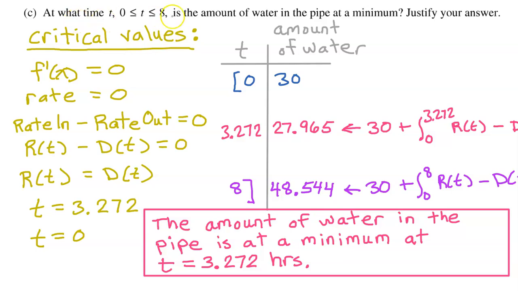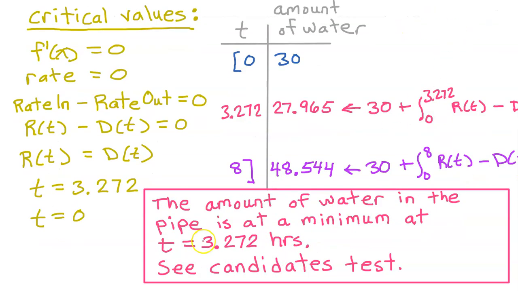Notice that we are not being asked what the minimum amount of water is. We are just asked at what time the amount of water is at a minimum. So the amount of water in the pipe is at a minimum at time t equals 3.272 hours. Justify your answer. My justification is see candidate's test.